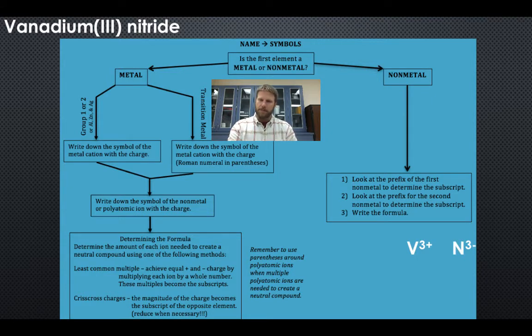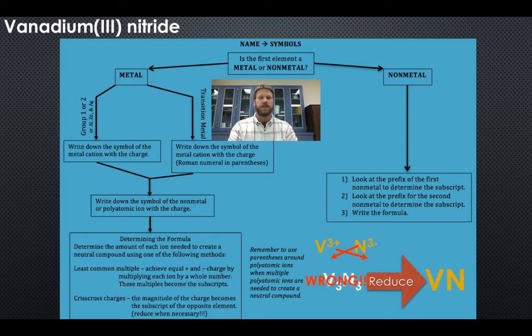You can just look at that by observation and see I'm just going to need one of each ion to balance the charge and make it neutral. So my formula is going to be VN. Or you can do the least common multiple. The least common multiple of 3 and 3 is 3. What do you need to multiply each ion by to get a +3 and a -3? Just multiply both of them by 1. Those numbers become the subscripts, so it's just VN. Crisscrossing will also work if you're careful. Cross the magnitude of the charge, and you'd get V3N3, which would be wrong, but if you reduce it, you would still get VN.